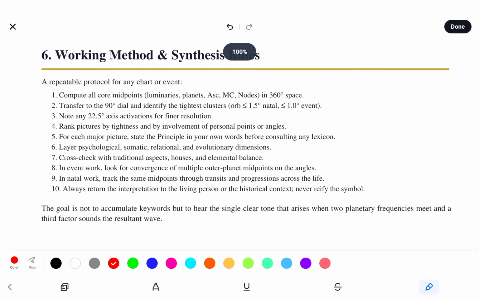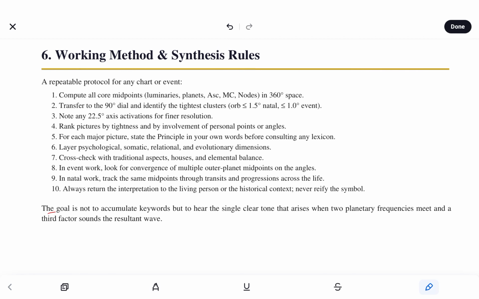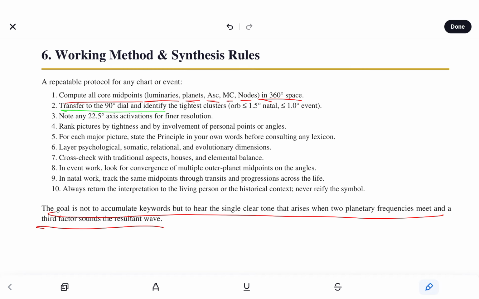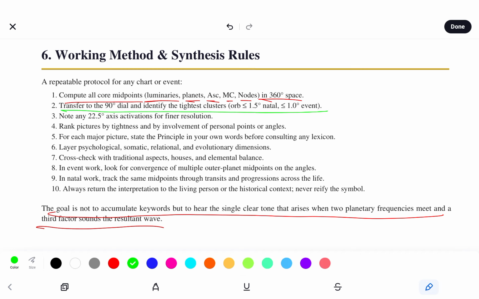Alright, working method and synthesis. So there are 10 steps here. The goal is not to accumulate keywords, but to hear the single clear tone that arises when two planetary frequencies meet, and the third factor sounds the resultant wave. Compute all core midpoints: luminaries, planets, Ascendant, Midheaven, nodes, in 360-degree space. Transfer to the 90-degree dial and identify the tightest clusters, less than 1.5 degrees natal and less than 1.0 degrees event. Note any 22.5-degree axis activations for finer resolution.